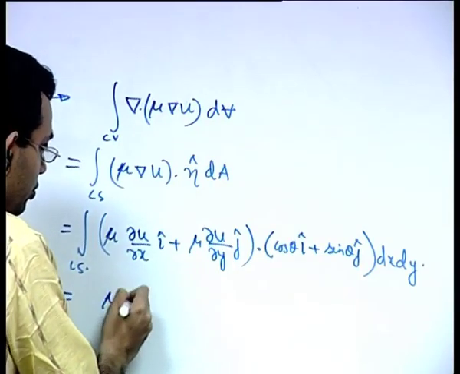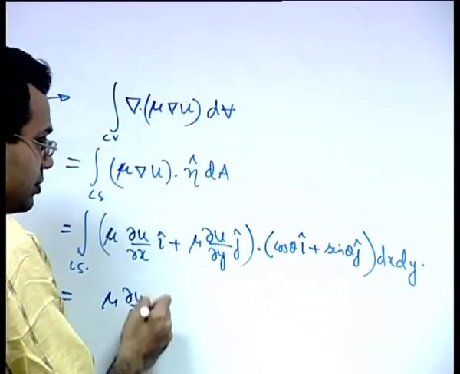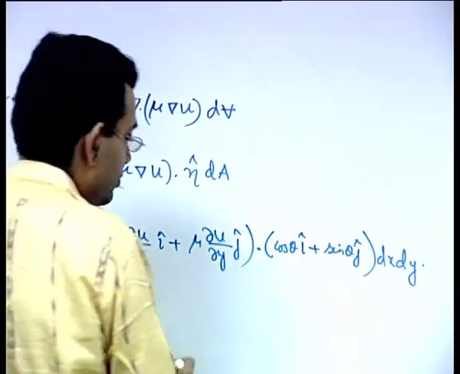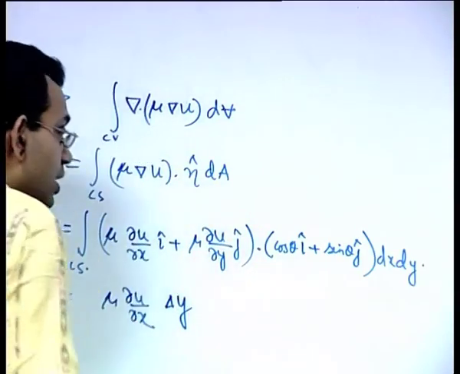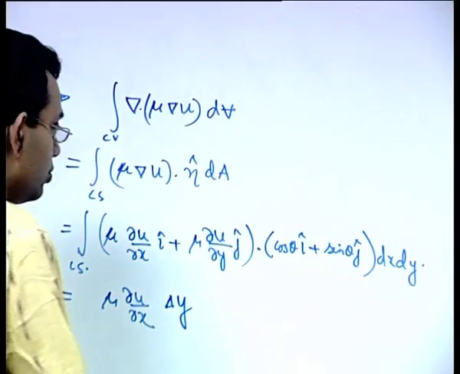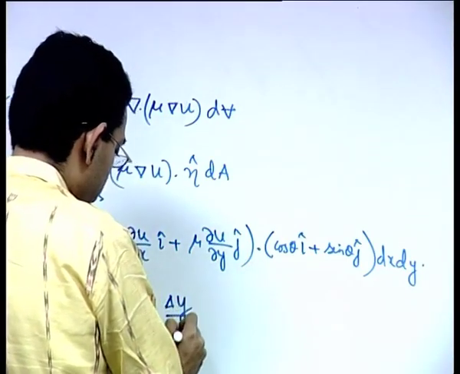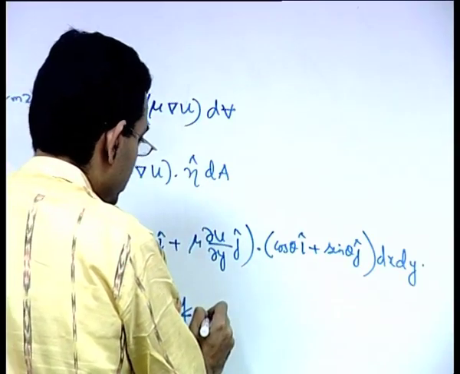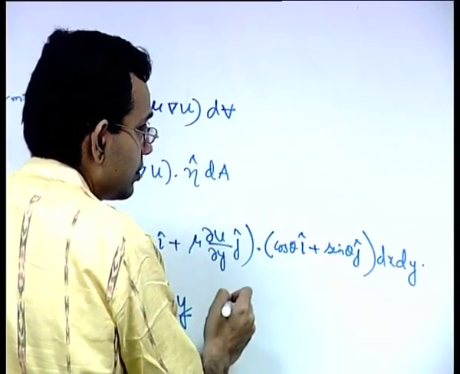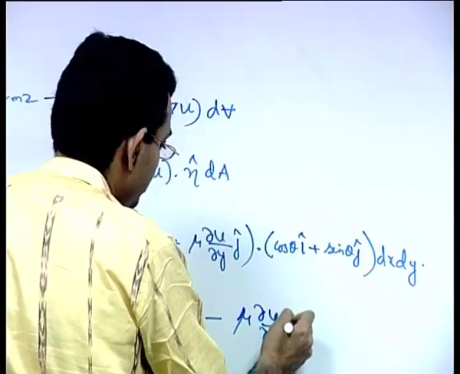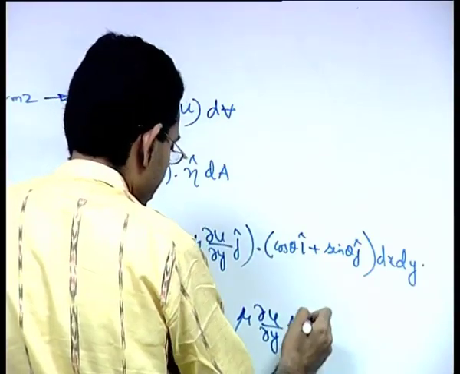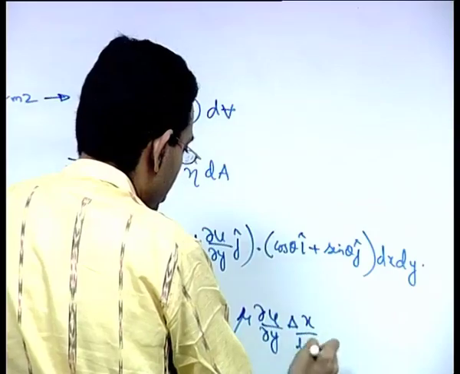So, mu del u del x into cos theta, that is delta y by L12, minus mu del u del y into delta x by L12.